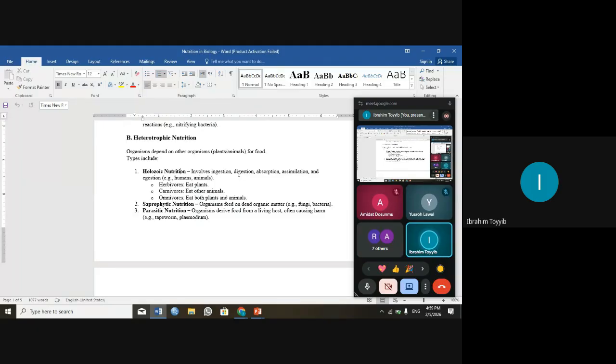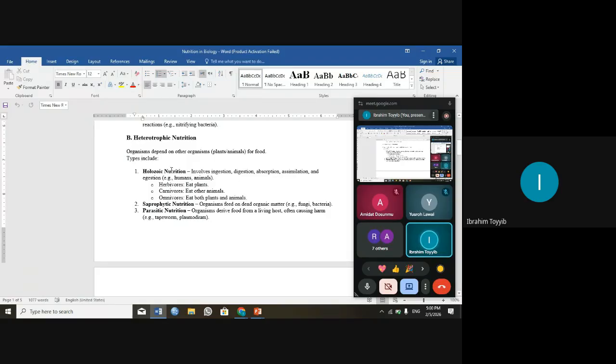So before the food will now be absorbed by the wall of the small intestine and passed into the blood, it will circulate the nutrients in the body. And whatever comes out as undigested food will be passed out as feces from the body.